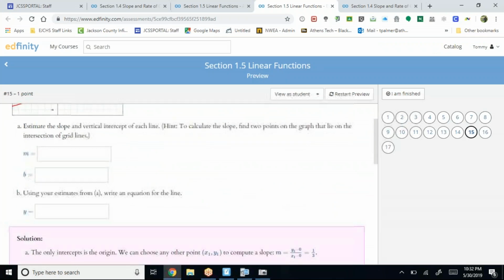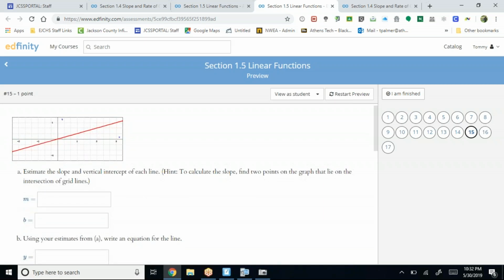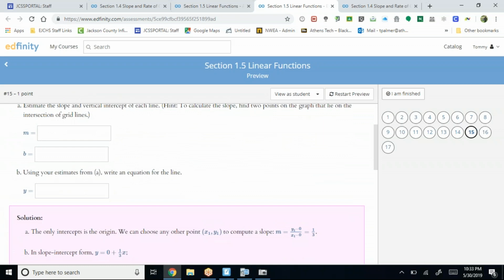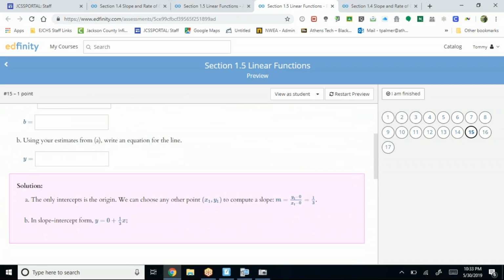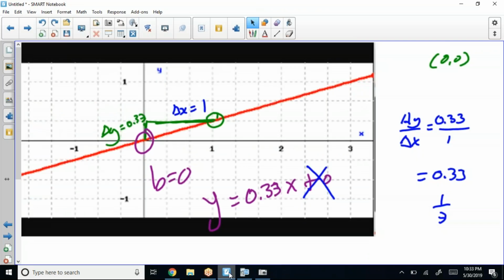Okay, use your estimates from the graph to write an equation. Okay, there you go. 1/3, 1/3, right? What slope did you get, Wendy? What got you on writing the equation? The only thing that I actually got correct was B equals 0. That was it.